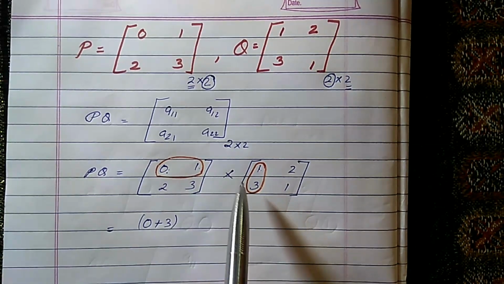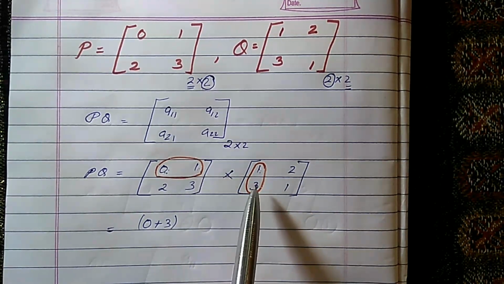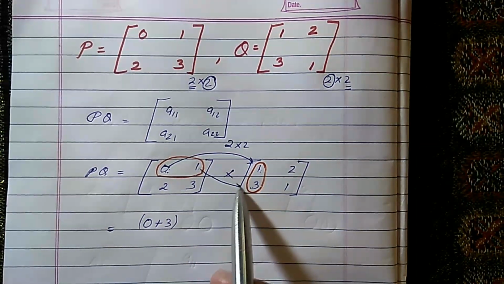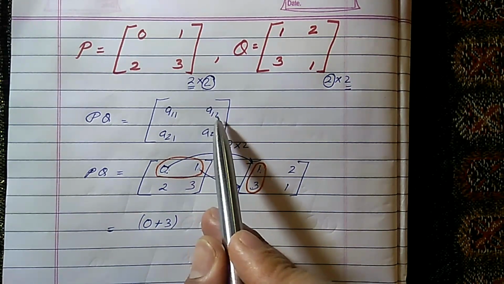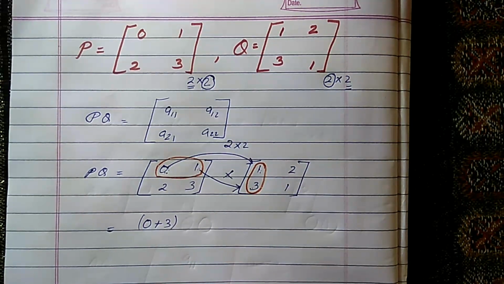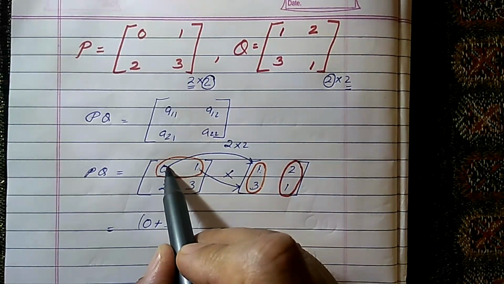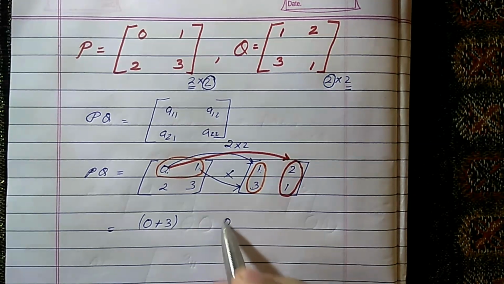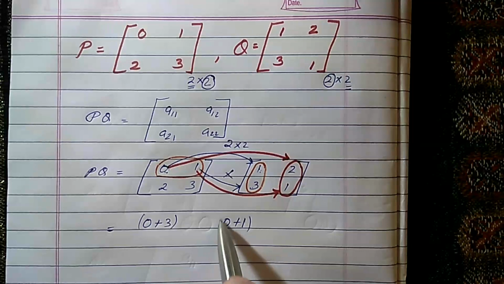Remember, none of the elements are repeated. 0 multiplies with 1 and then 1 multiplies with 3. So we got the first element A11. Now what does the second one say? First row but second column. That means now the row remains the same, the column changes to this one. So we multiply 0 with 2, 0 into 2 is 0, and add it to 1 multiplied by 1. So 1 into 1 is 1. So we got the second element also.